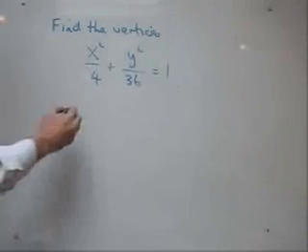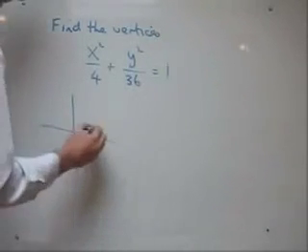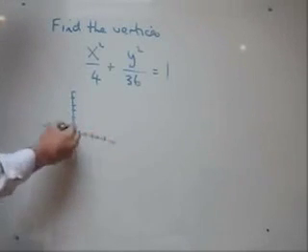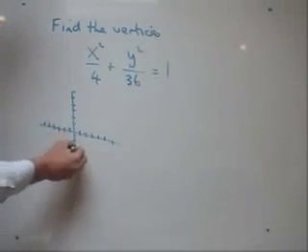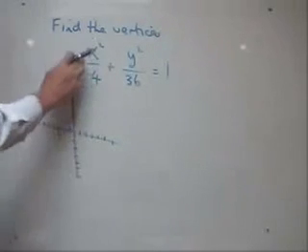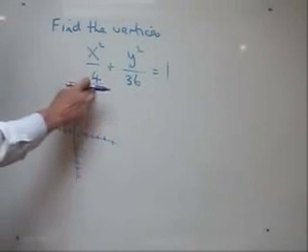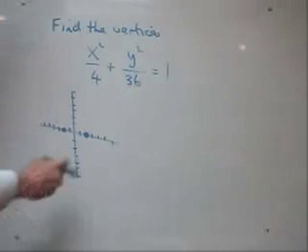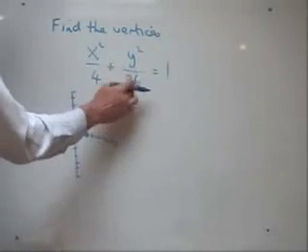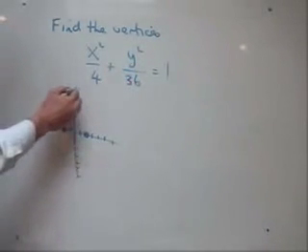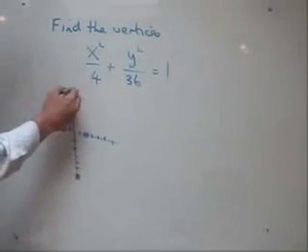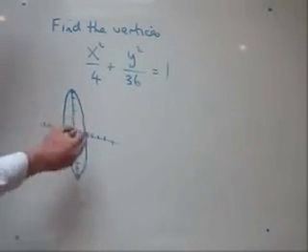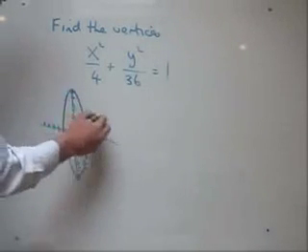Find the vertices of the ellipse, so we're going to graph it out. X, the 4 underneath, the x-intercept must be the square root of that. Root 4 is 2, so the x-intercepts are 2 and negative 2. Y-intercept would be the square root of that number, 36. Root 36 is 6, and negative 6. So your ellipse straight away looks like that.